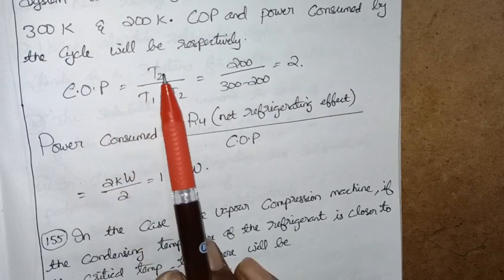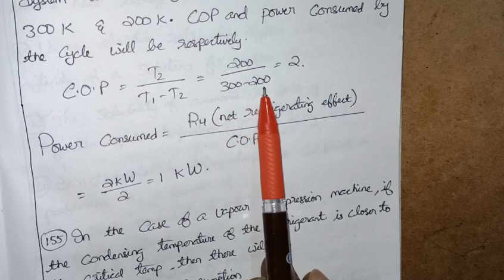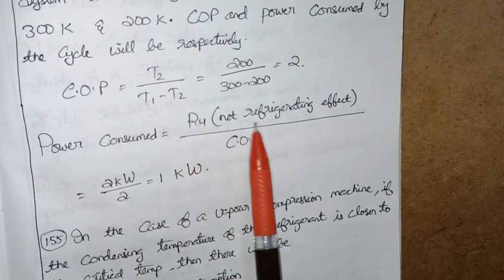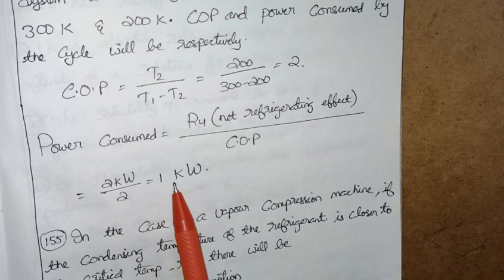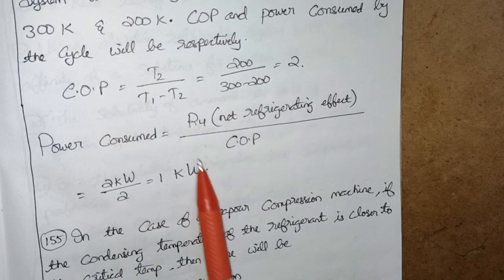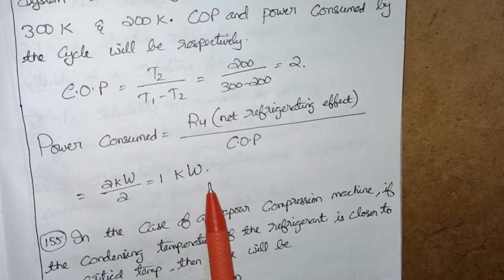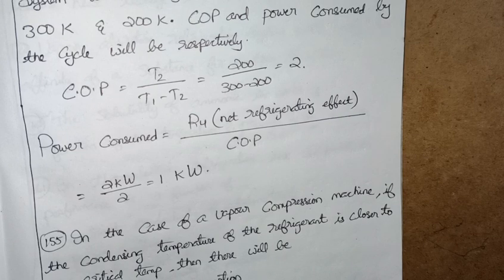So COP we know is T2 by T1 minus T2. So it is 200 by 300 minus 200, it is 2, and power consumed is net refrigerating effect by COP. So it is 2 kilowatts by 2, so it is 1 kilowatt. So COP is 2 and power consumed is 1 kilowatt. So like that you practice this type of problems, so you can get good marks.